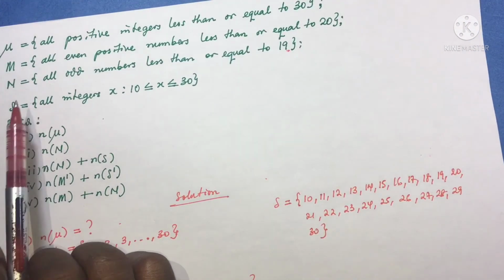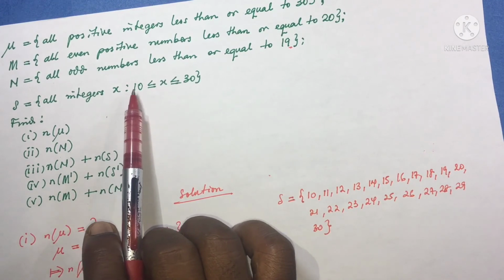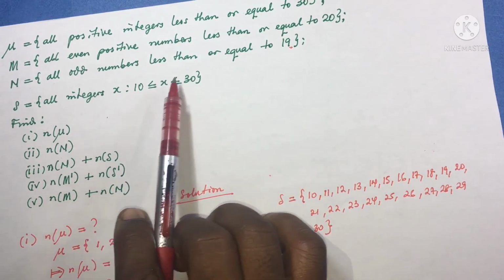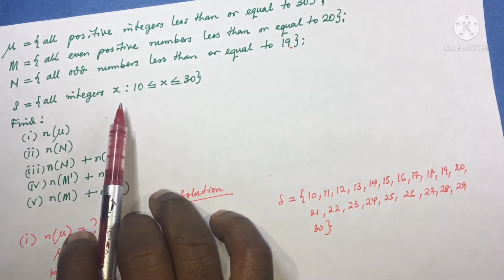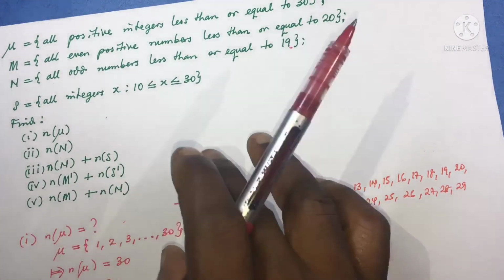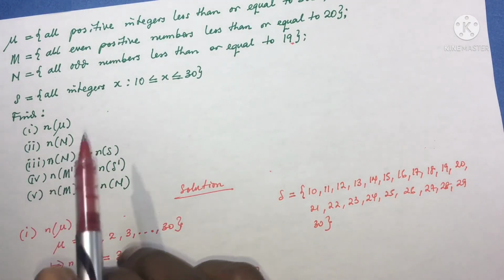Again, S is the set of all integers x, such that x lies between 10 and 30. Now, I would want you to watch our video on set builder notation, the second video on set theory. It will teach you how to read set theoretic notations and also to interpret them.